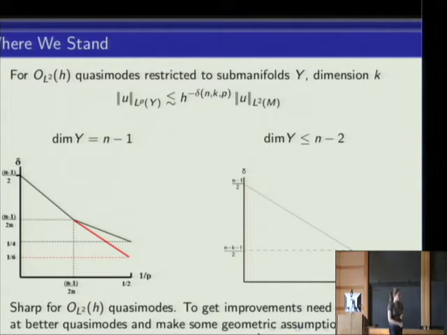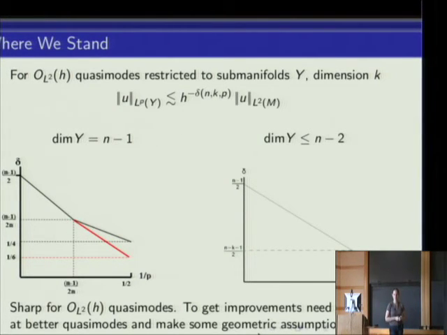But in general, if you are going to do something, you need some kind of geometric assumption, because the spherical harmonics show us that you can't do better in general. But this is equivalent to sort of shrinking spectral windows, because a spectral window of size 1 is an order h quasimode. As you shrink a spectral window, it becomes a better quasimode. And that's the link between the two. So to be able to get better estimates, you'd have to take better quasimodes, make some sort of geometrical assumptions, and deal with the technical problems as they arise. So I think I'll leave that here.